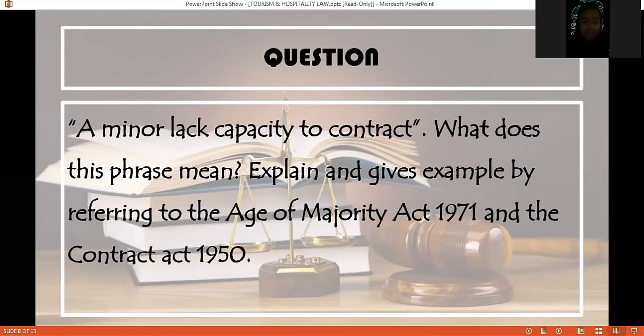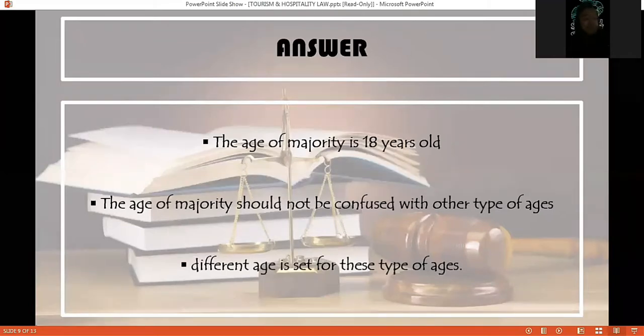So the question is, minor lack capacity to contract. What does this phrase mean? Explain and give example by referring to the Age of Majority Act 1971 and the Contracts Act 1950. So the answer is, according to this act, the age of majority is 18 years old. So below 18 years old is considered as minor.